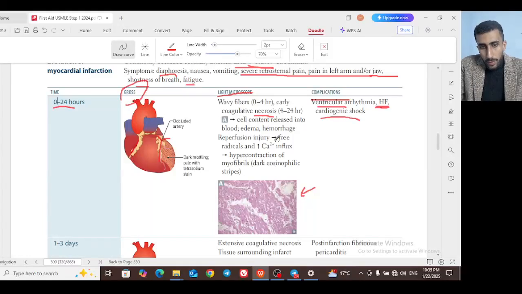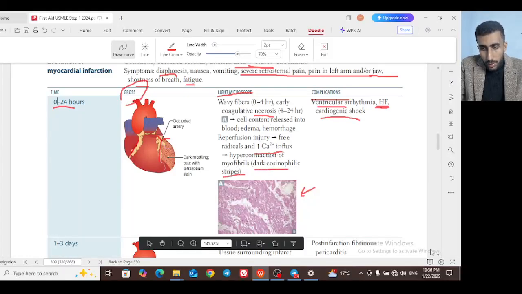Reperfusion injury may further complicate that if the patient gets streptokinase or is stented, and the free radicals and the calcium influx will increase. The increase in calcium influx results in hypercontraction of the myofibrils, causing dark eosinophilic stripes. So this is for the light microscopy.